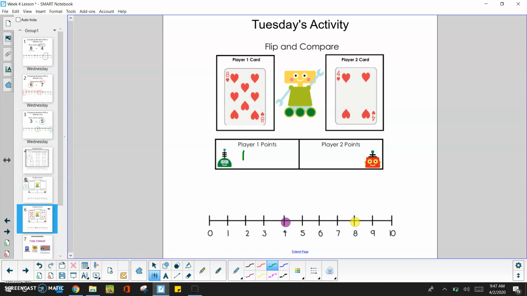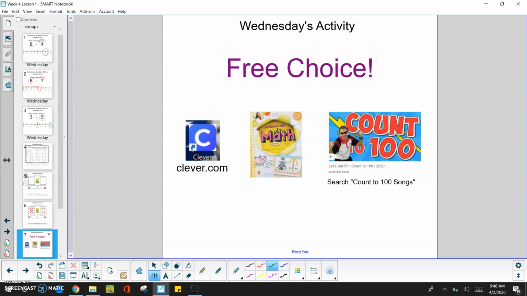All right, Wednesday, you're going to be super excited because Wednesday is free choice day. So parents, I wanted to work in some days of flexibility for you guys so that you're not feeling quite so overwhelmed to get all the work done every day. So on free choice days, they can get on to clever.com, and do any of the math activities that are in there. This past week, us teachers worked on adding some more games in there, so they have a couple more options.